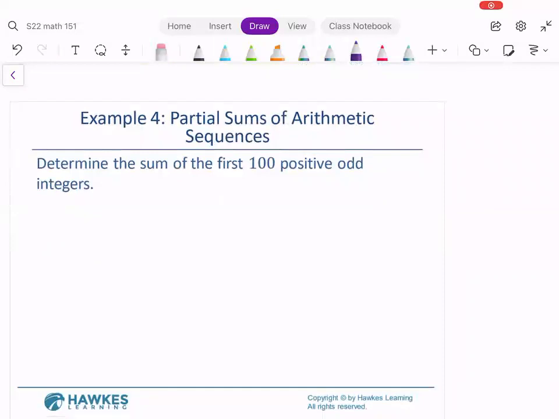If I want to determine the sum of the first 100 positive odd integers, let's look first of all at the first few to develop a pattern. We're going to have 1, 3, 5, 7, and so on. We know that the nth odd number is going to be 2 times n minus 1.